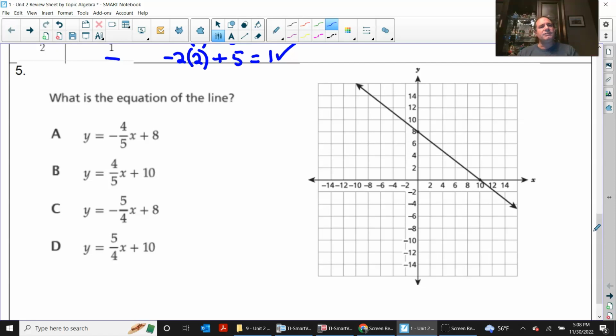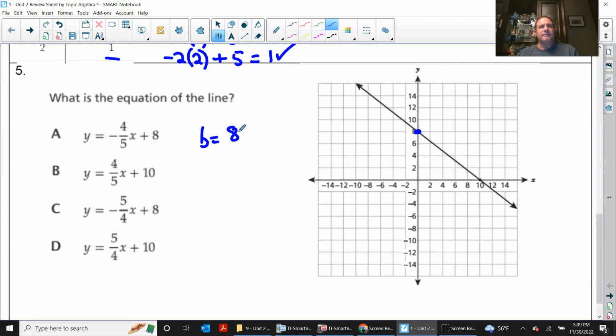Number 5, what is the equation of a line? They give you the equations there. It's y equals mx plus b, right? So the first thing that I'll look at all the time is the b. So I'm putting this right here as my y-intercept, and I have 8.